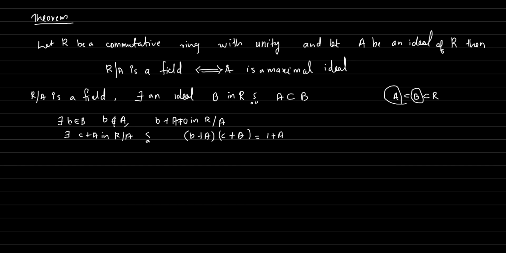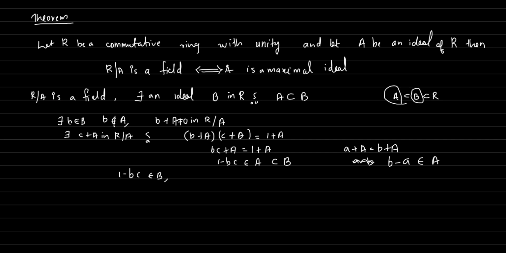Now look at the left hand side. Here (b plus A) times (c plus A) is equal to bc plus A, which is equal to 1 plus A. We know that if a plus A is equal to b plus A, then a minus b belongs to A. So by using this result, we can say that 1 minus bc belongs to A. And here A is contained in B. Therefore, 1 minus bc belongs to B.